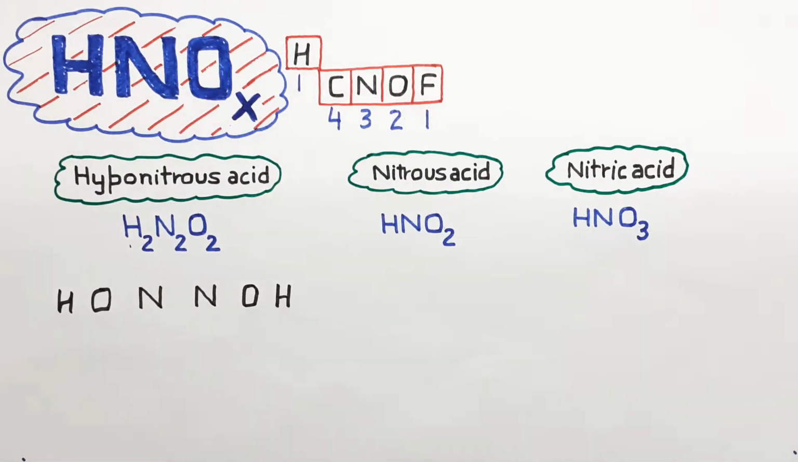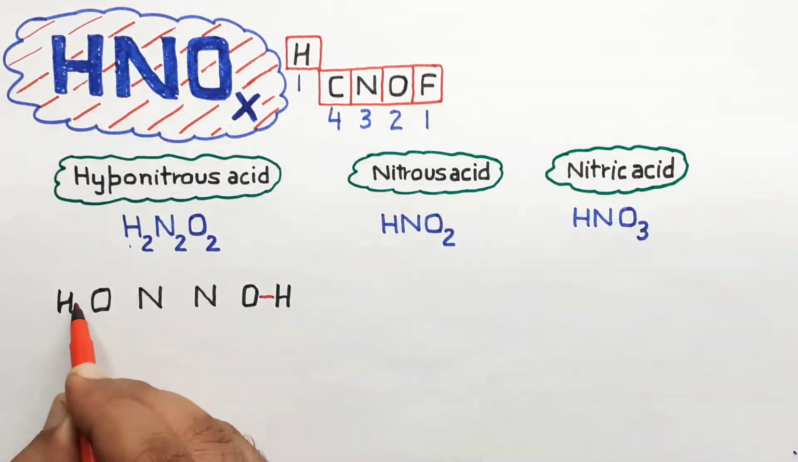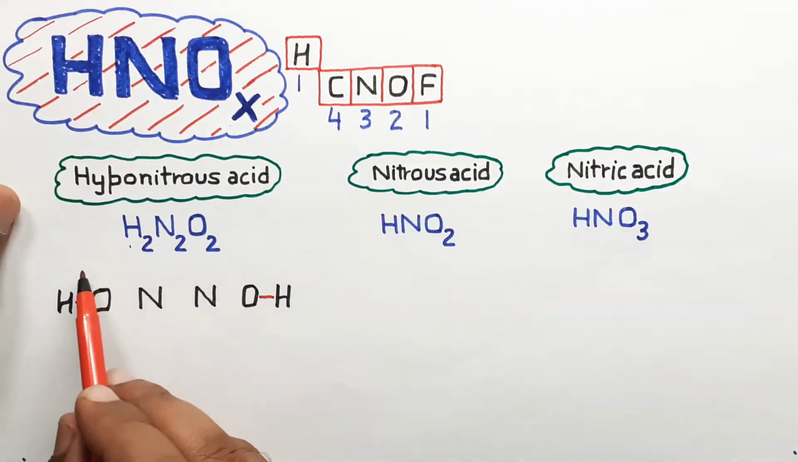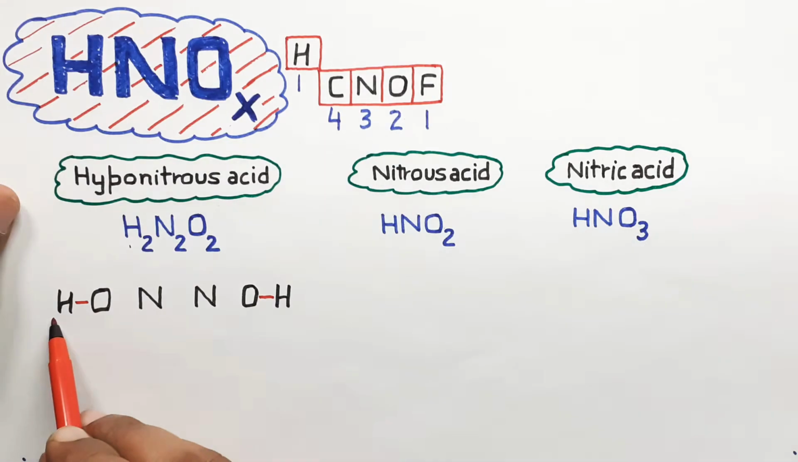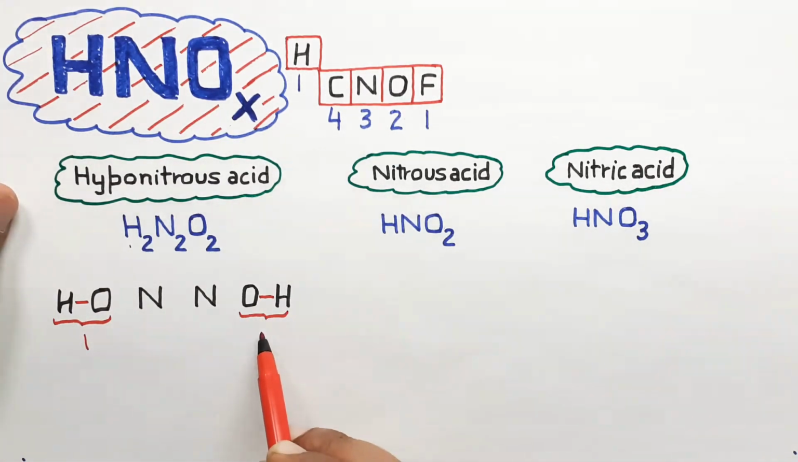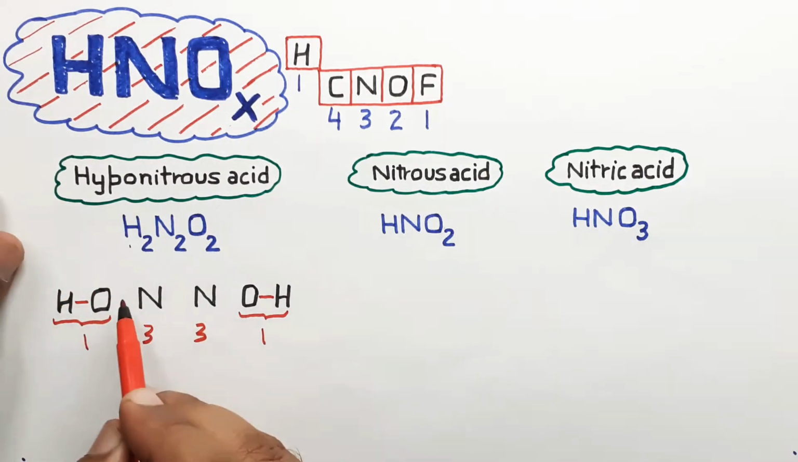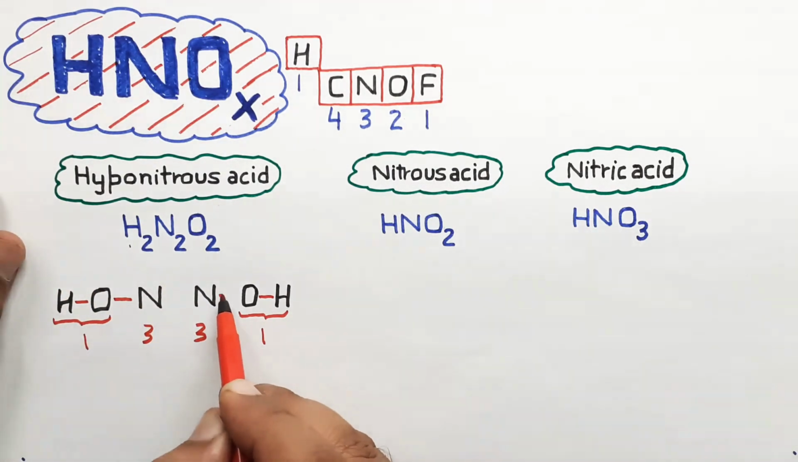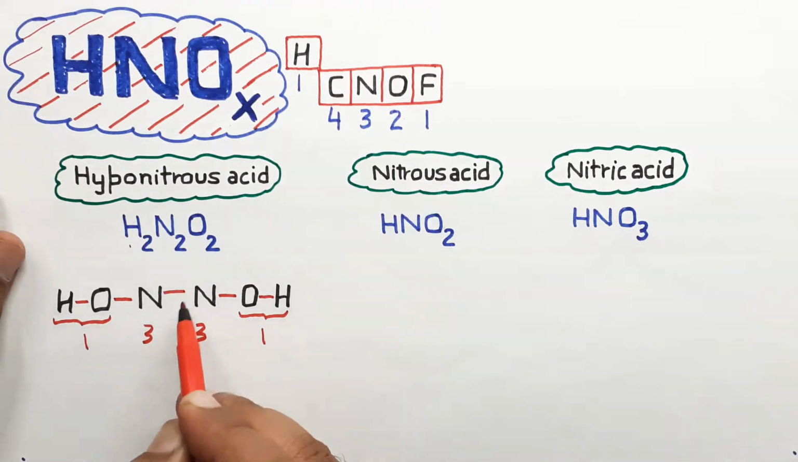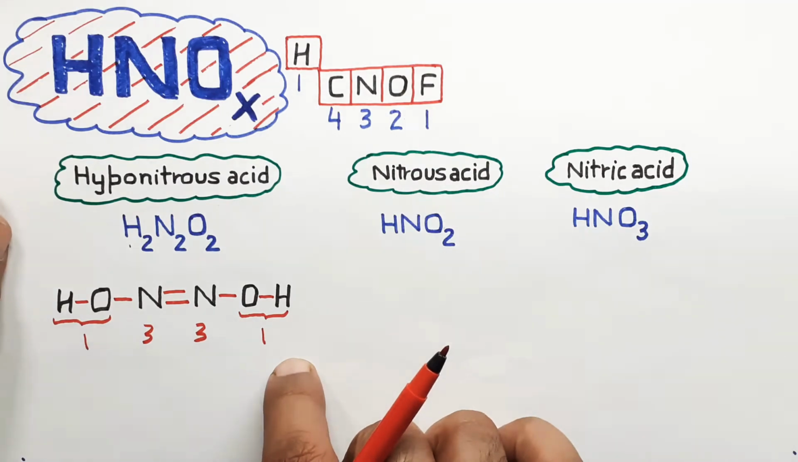Now what you draw, you connect these hydrogens with oxygen. Now you can see this is the group which has a valency of 1. This is also a group which has a valency equal to 1, right? And nitrogen has a valency of 3. So what we can do, we can make a single bond over here and then we can have a double bond between these two nitrogens. So this is the structure of hyponitrous acid, right?